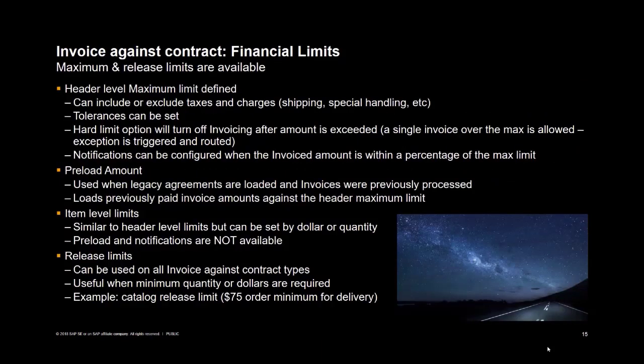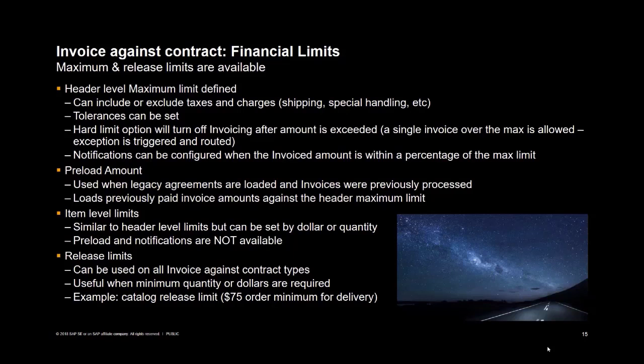Next, let's speak about financial limits within the invoice against contract buy channel. So there are release limits that we've mentioned earlier, as well as max limits. Ultimately, within the header level, a maximum limit can be defined. So that's if I sign a $1 million contract, I don't want to pay $2 million. I want to set it to $1 million. This can include or exclude taxes and charges, shipping, special handling, etc. There's a radio button that allows for this.